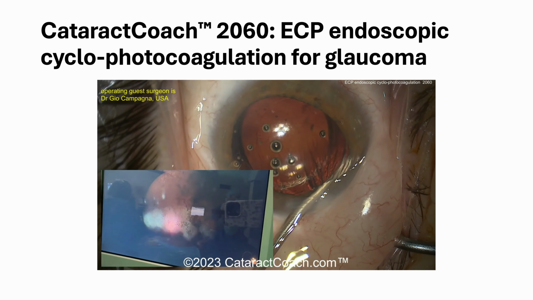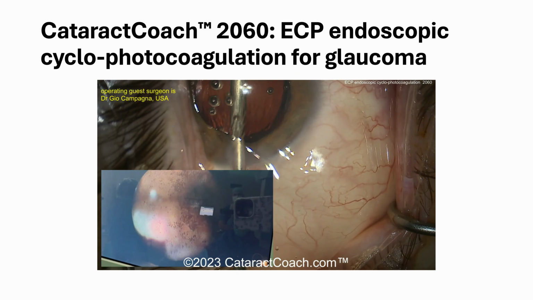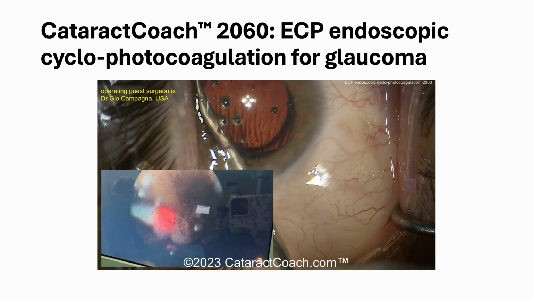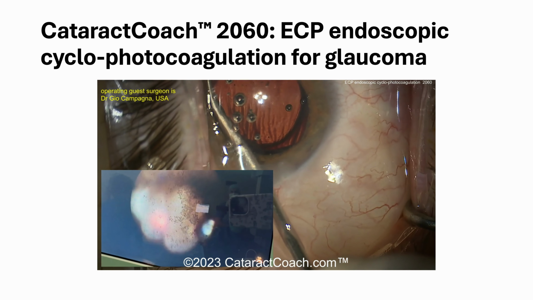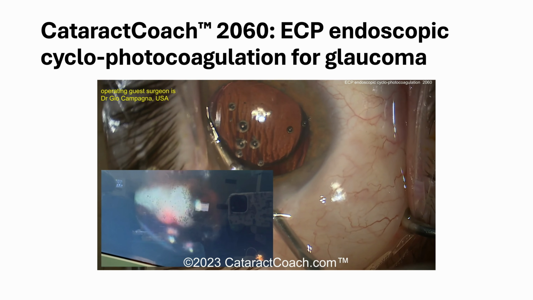Sometimes using a curved tip on the laser can give you a little more reach or access. You can also do it with two larger paracenteses, 180 degrees apart. So you can see there's the laser being delivered, and this is going to cause cyclodestruction, so it'll produce less aqueous, so you can lower the pressure.